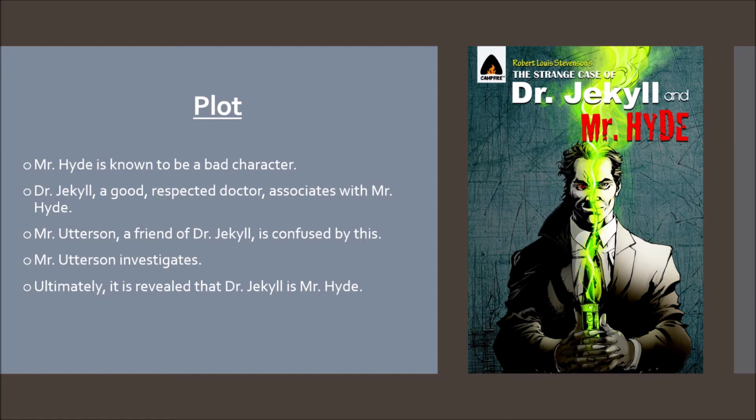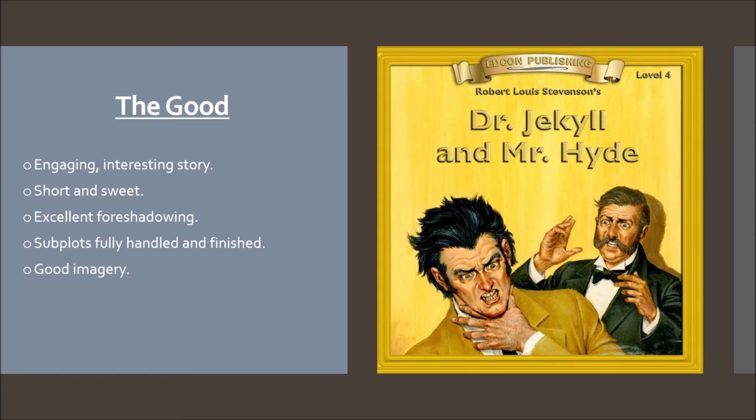Mr. Hyde is involved with this guy named Dr. Jekyll, who's a good person. He's respected, and this really intrigues Mr. Utterson. He doesn't understand why this would be the case. Why would a good person be involved with such a bad character? So he investigates the case, and then ultimately, as we know, he finds out that they're actually the same person. That's the basic plot, without getting into all the details.